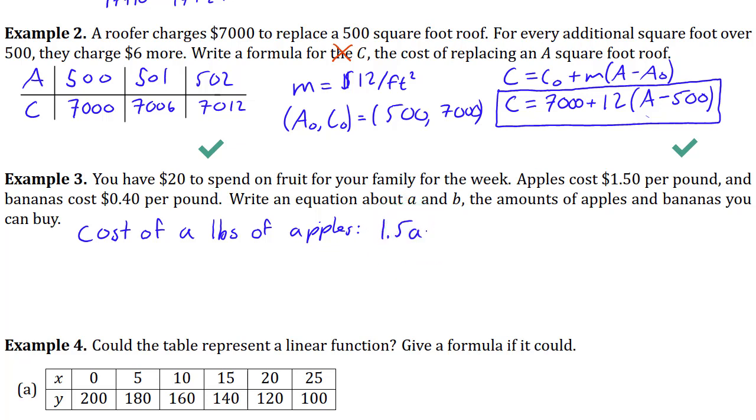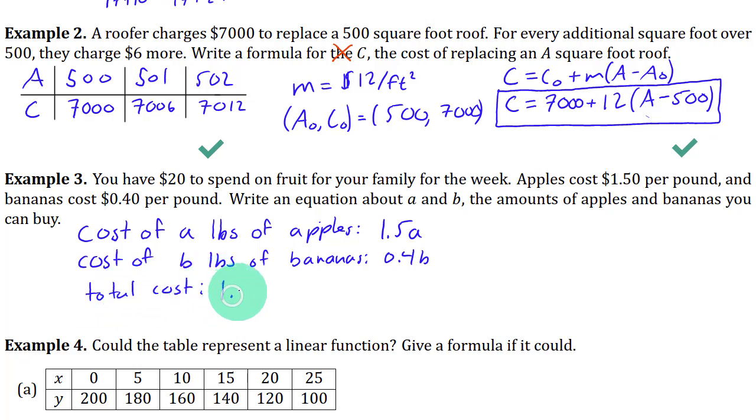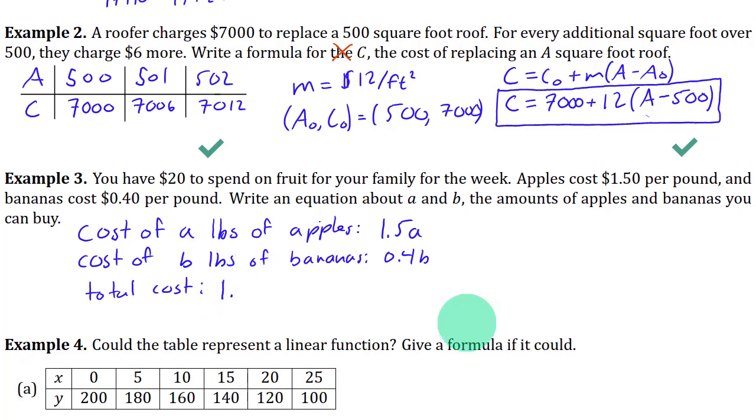And likewise, the cost of B pounds of bananas is going to be 40 cents times the number of pounds, so 0.4 times B. So the total cost is going to be 1.5 times A plus 0.4 times B. My computer's being a little weird.